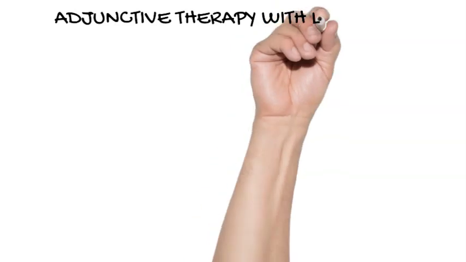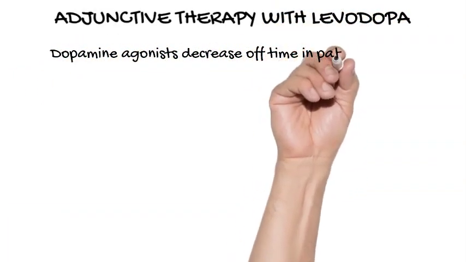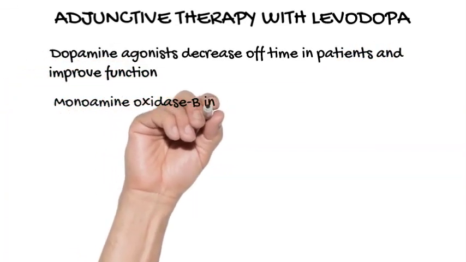Several medications are used as adjunctive therapy with levodopa to help reduce motor fluctuations. Dopamine agonists decrease off time in patients and improve function.